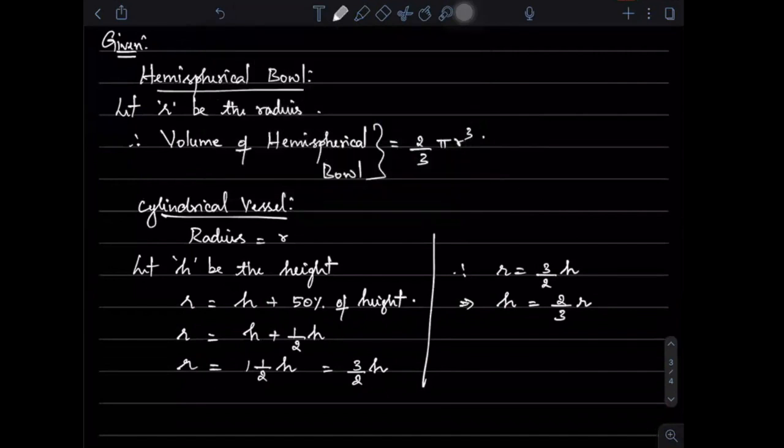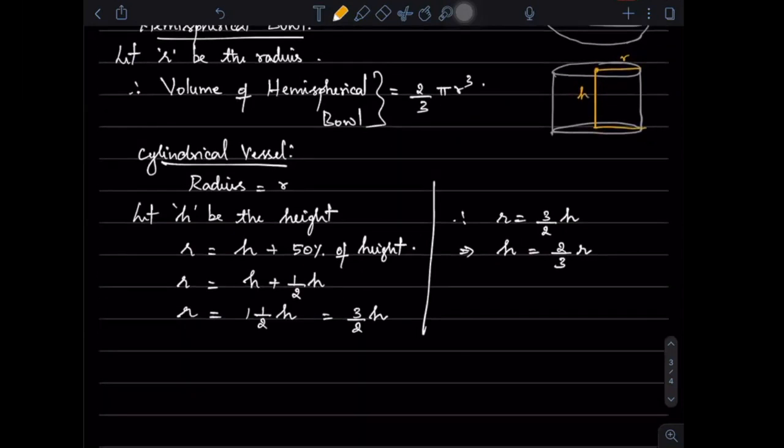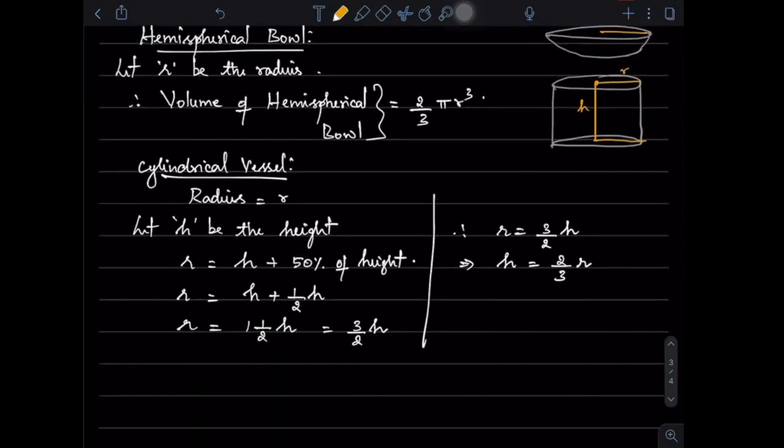Now we need to draw the diagram. We haven't drawn the diagram properly. What have they given? There is a cylindrical vessel. What are they inverting over this vessel? A hemispherical bowl. You understand, children? They are going to have the same base radius, isn't it? Whatever radius I have here, the radius of this and that are the same. So the height will vary. Basically, their volumes are equal. That's all.